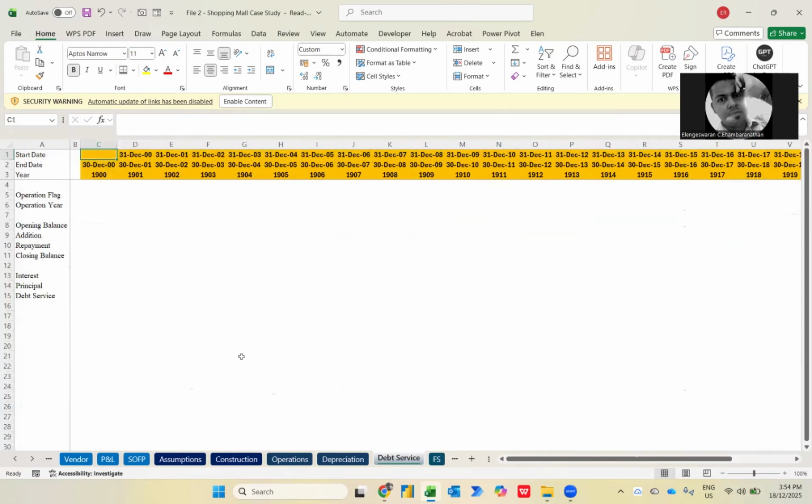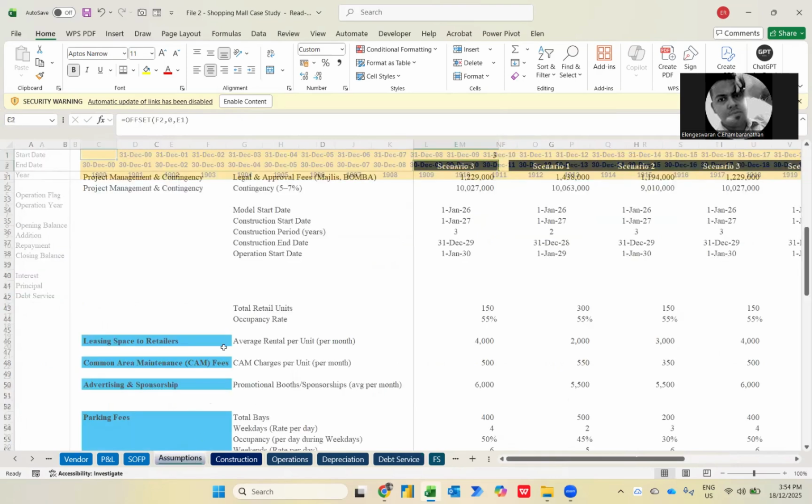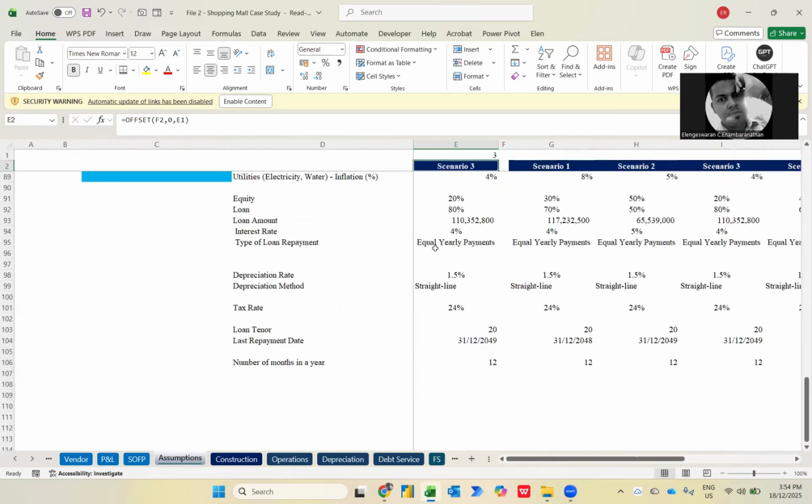Okay, this will be a bit tricky because in the real working world we have bullet payment, balloon payment, debt sculpting, mortgage payment. But I'm going to use a very simple one because if you look here, the payment is basically equal yearly payment, which is not real because in the real working world it will be more on debt sculpting, bullet payment. But for today's case study, we make sure that it's equal yearly payment, so that's easy for you to understand and so on.